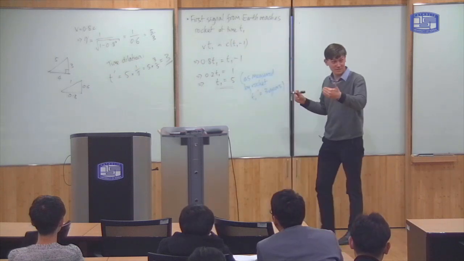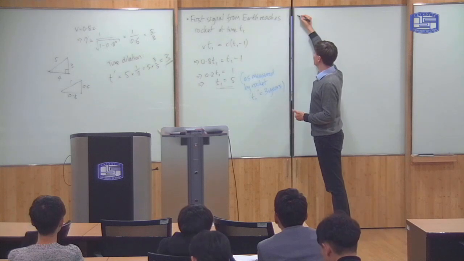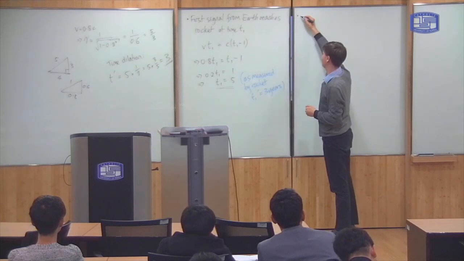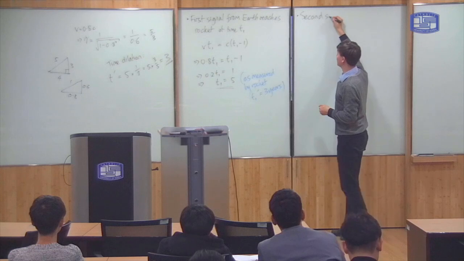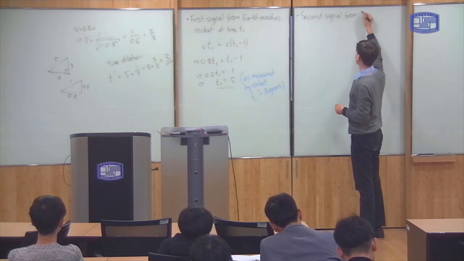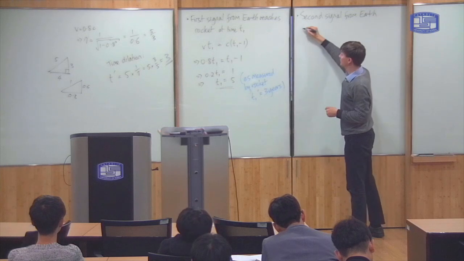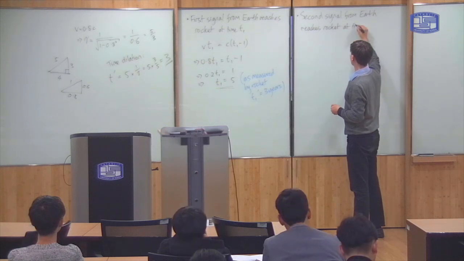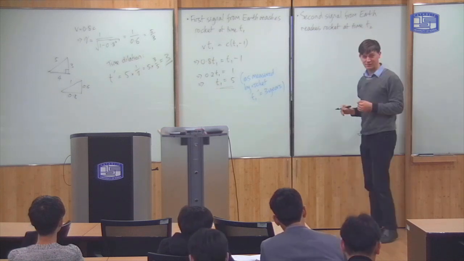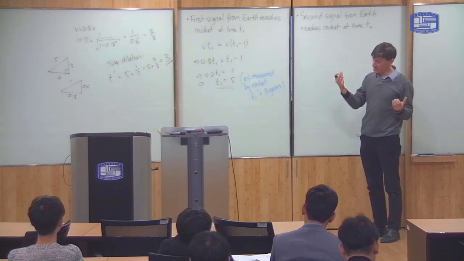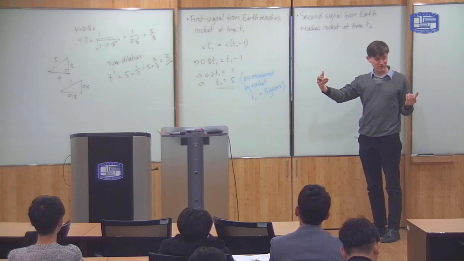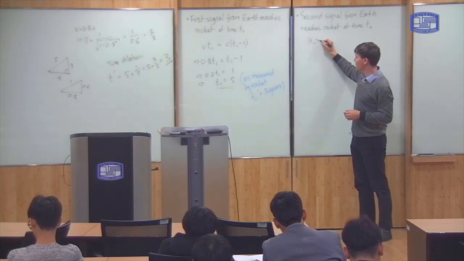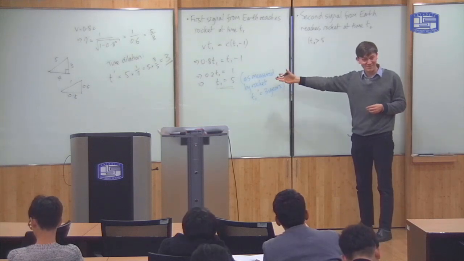Next we'll do the second signal. I won't do them all because it'll take too long. I'm just going to do a few to show enough of the details. The second signal from Earth reaches the rocket at time t2. Again, we'll write down an equation for t2 based upon the distance the rocket has traveled. The first thing to note is that t2 is going to be more than 5, because t1 was 5.